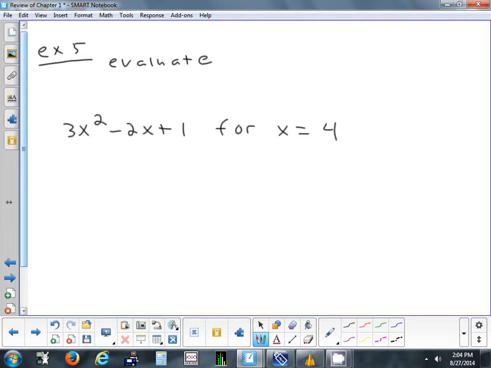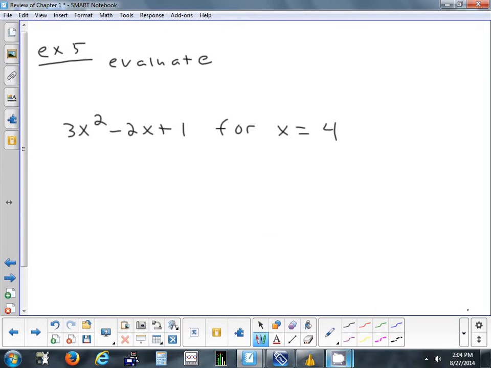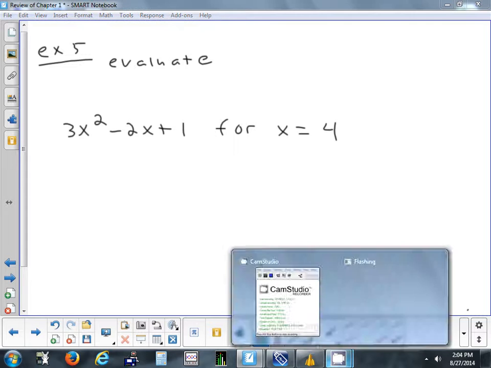You guys want to try this one? Okay. So try to do that one. Guys, you can do it on a folder or something, on a scrap piece of paper. We're not going to collect it, just write it on something. Okay. Just try to evaluate that: 3x squared minus 2x plus 1 when you let x equal 4.